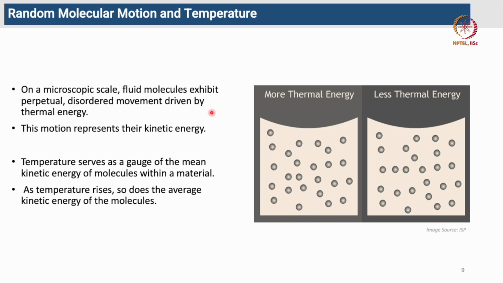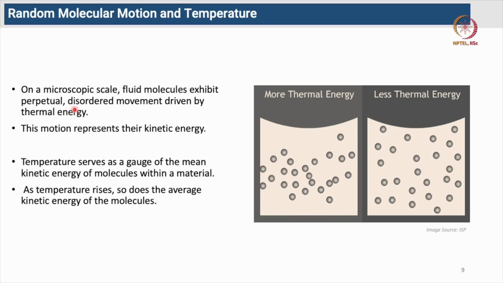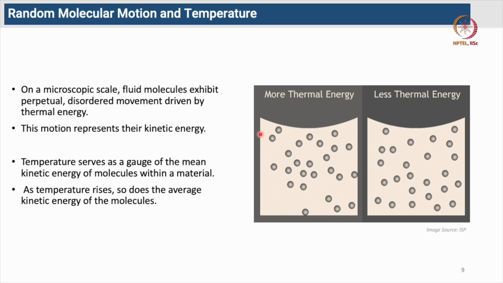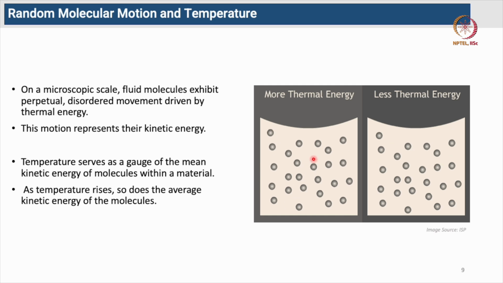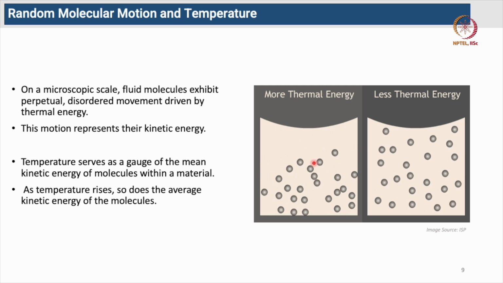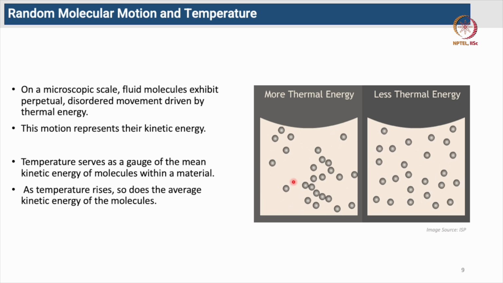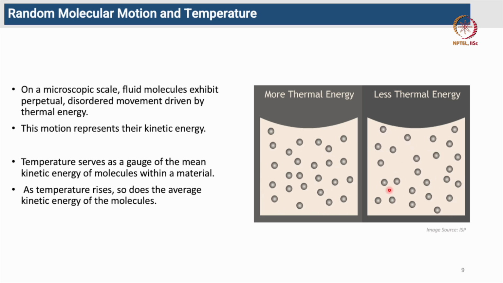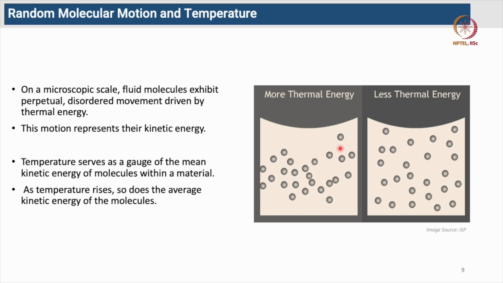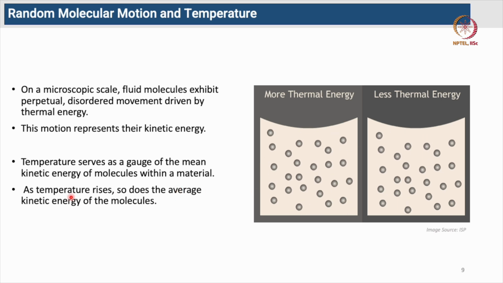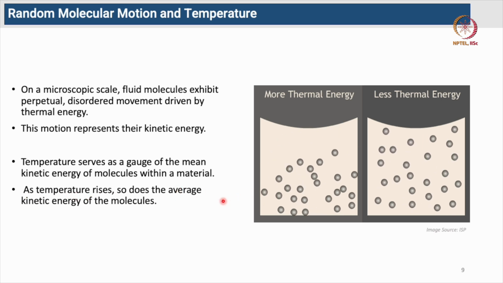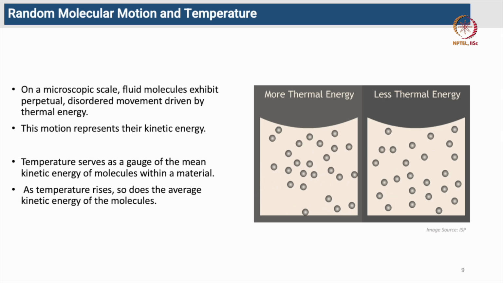On a microscopic scale, for example, the fluid exhibits perpetual disordered motion. This is like their kinetic energy. They can also rotate. They can have rotational and vibrational energies as well. The temperature serves as a gauge of the mean kinetic energy of the fluid within the material for translational motion. For example, this has more thermal energy, this has less thermal energy. So if the temperature rises, the average kinetic energy also goes up.